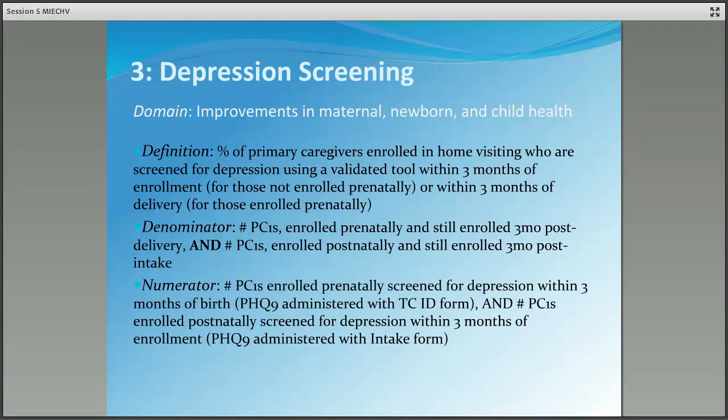Our numerator is going to be the number of PC1s enrolled prenatally screened for depression within 3 months of birth, and that is the PHQ-9 administered with the TCID form, and the number of PC1s enrolled postnatally screened for depression within 3 months of enrollment, and the PHQ-9 was administered with the intake form.